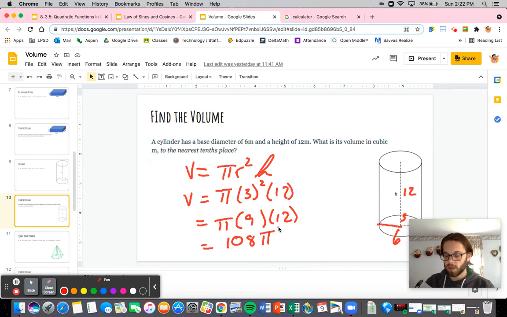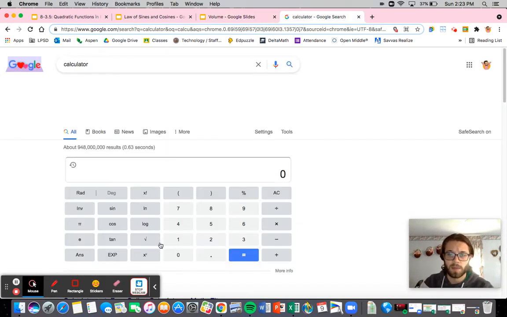So now we have to multiply that out because it is looking for it in the tenths place. So I'm just going to use the pi button in my calculator, and I'm going to get 339.3 meters cubed. Now, just be careful because if it's looking for 108 and then you do 3.14, your rounding might end up a little bit off. So what I recommend doing is if you go into the calculator, you would use the actual pi button. If you just type in P, it's going to come up with pi. Okay, and there you have it.